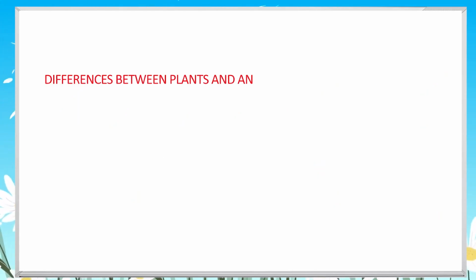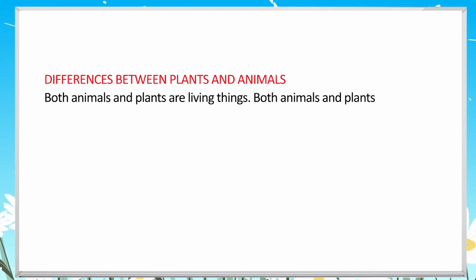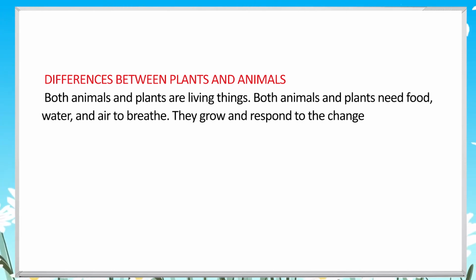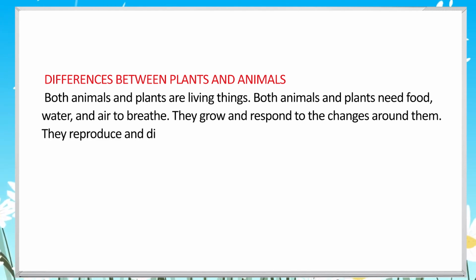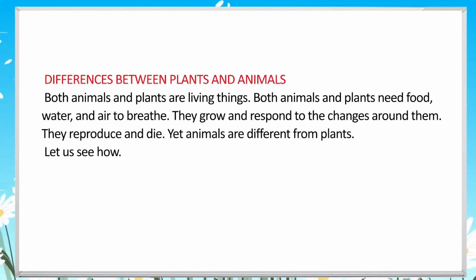Differences between plants and animals. Both animals and plants are living things. Both animals and plants need food, water, and air to breathe. They grow and respond to the changes around them. They reproduce and die. Yet animals are different from plants. Let us see how.